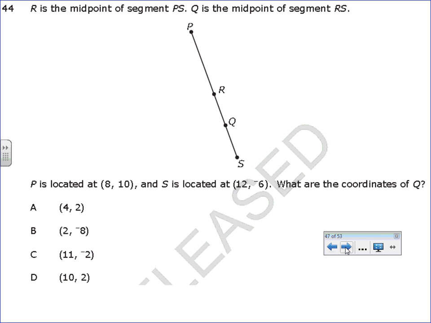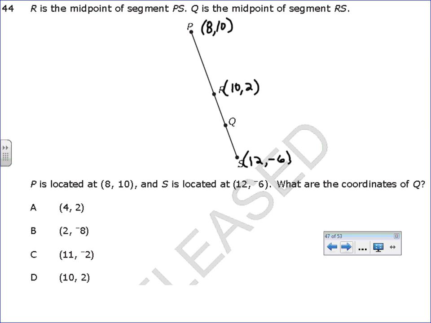Some people wanted to graph this on graph paper. That's perfectly fine. I did not, but if you wanted to, you could. I just kind of wrote a little note to the side about where each one was. And S is at 12, -6. They're telling me that Q is the midpoint of RS, so I can go ahead and find that.